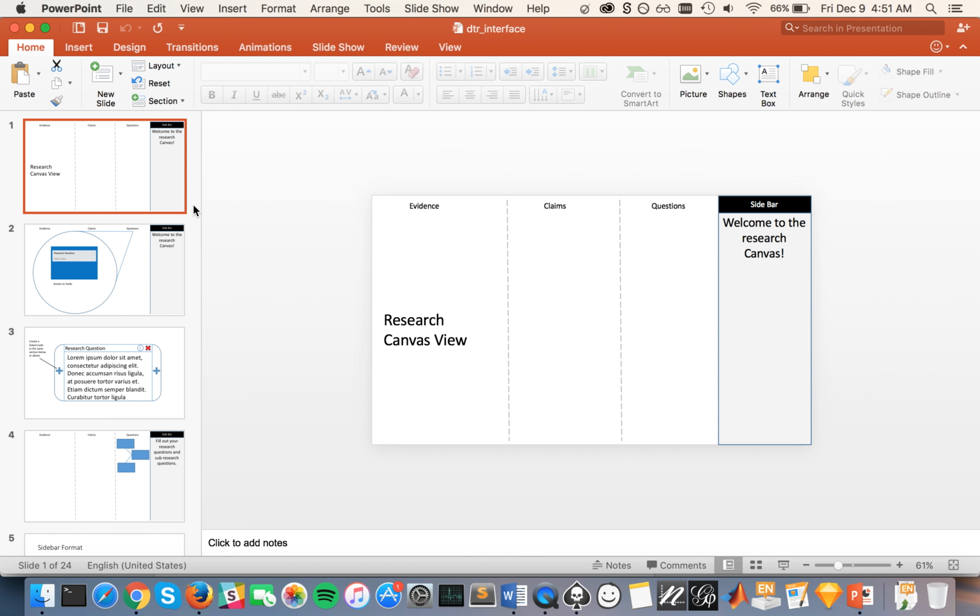So I came to the SIG meeting with this new idea, this idea of a research canvas. I took what I learned from before and made a PowerPoint. I didn't make an interface, just showing maybe something like Google Docs, but with a sidebar, kind of the columns that I had before.